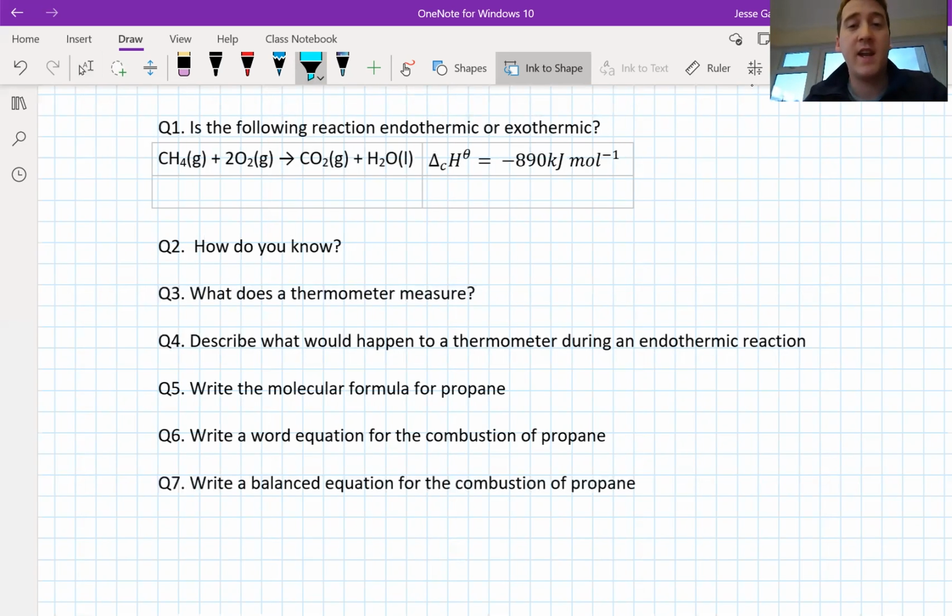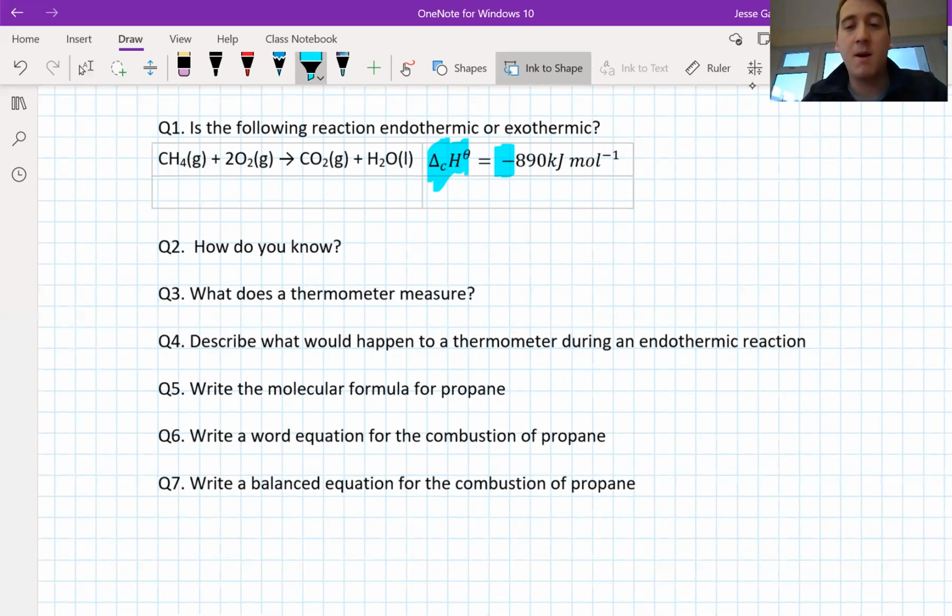Is it endothermic or exothermic? It's exothermic. And how do you know it's exothermic? Because the delta H is negative here. A negative delta H always means exothermic. You should know that from the previous video. What does a thermometer measure? A thermometer measures temperature. Well done if you got that right. Pretty easy, I hope. It's easy peasy.